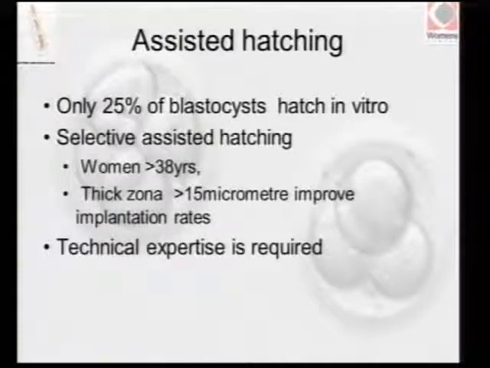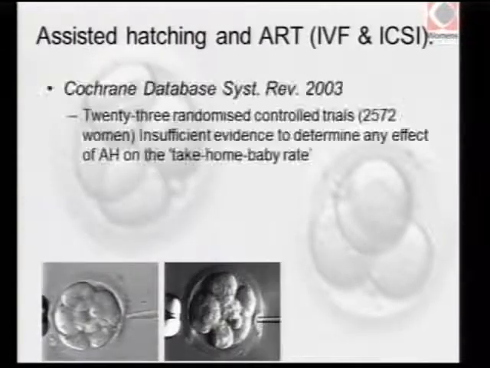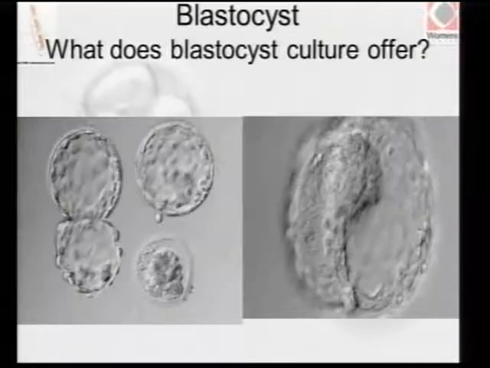But there is a procedure called selective assisted hatching, which is often recommended for women who are over 38 years, or where you are finding under a microscope that the zona or the shell of the embryo is too thick at over 15 micrometers, to improve the implantation rates. However, this procedure requires a lot of technical expertise on the part of your embryologist, and only then can it be done. And assisted hatching in ART, if you take it on the whole in published literature, there is insufficient evidence to determine any effect of assisted hatching on the take-home baby rate as such. And it's a multi-center trial.